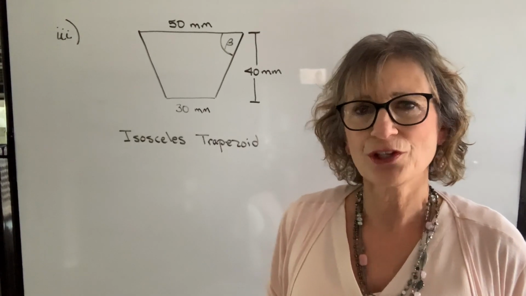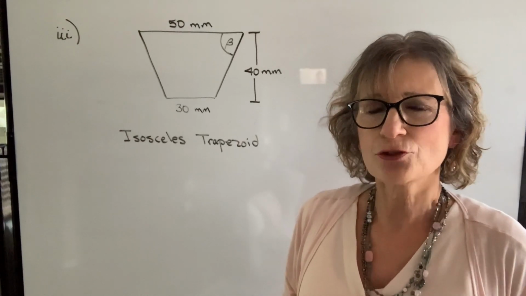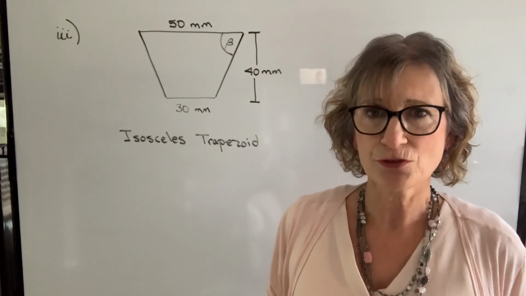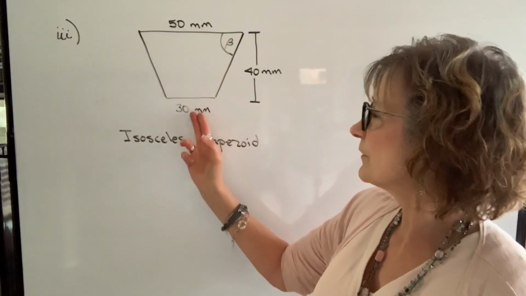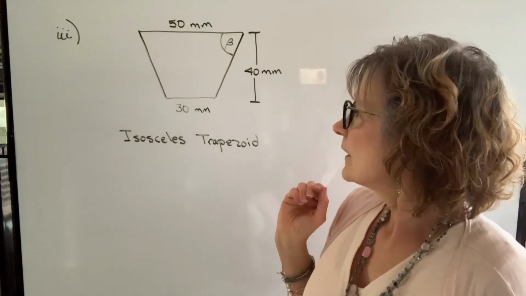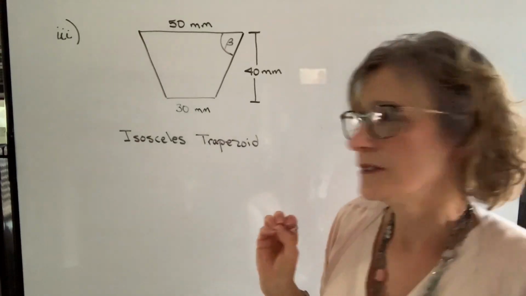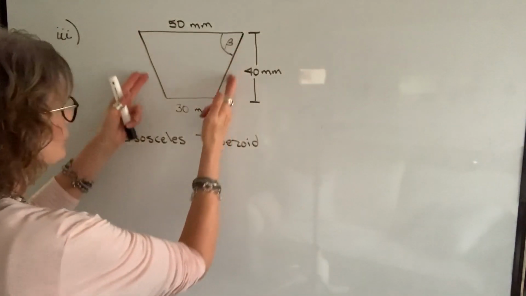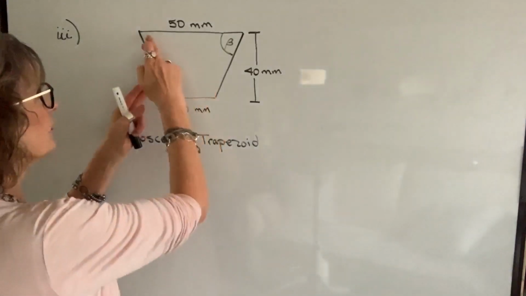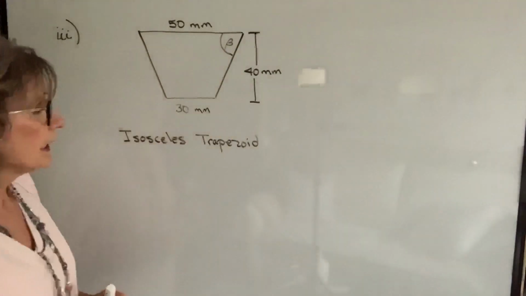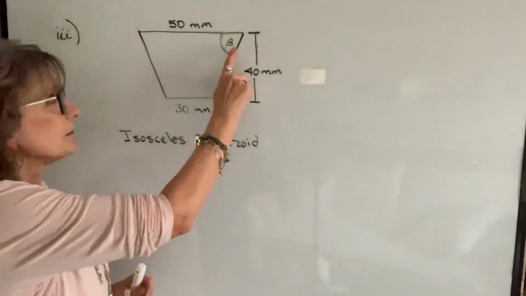In this example here, we have an isosceles trapezoid. A trapezoid has 4 sides and only 2 sides are parallel. So these 2 sides are parallel and our dimensions are given. An isosceles trapezoid is one in which these 2 sides are equal. So the non-parallel sides are equal and therefore these angles are equal. And in this example, we're asked to find angle beta.